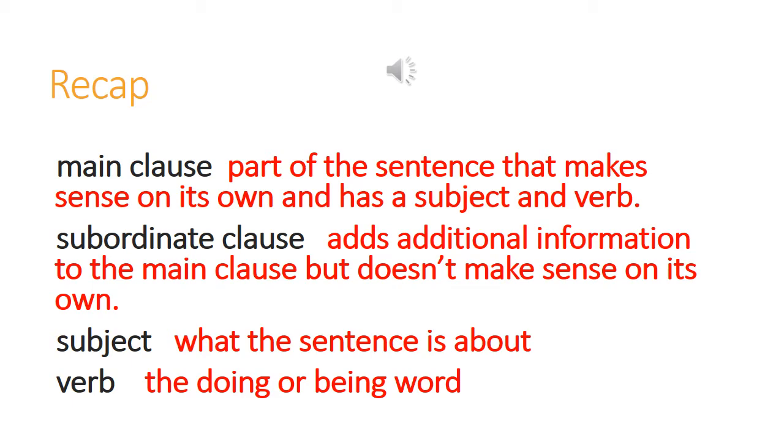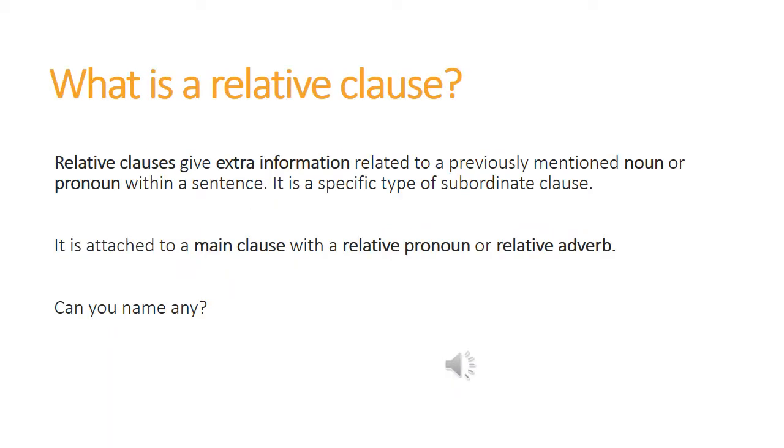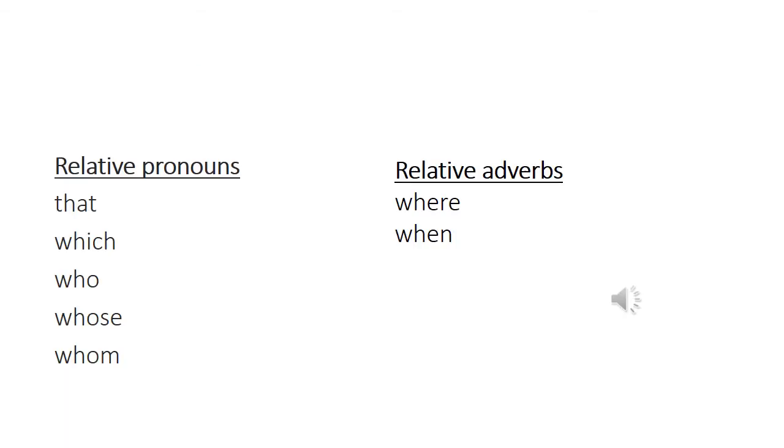How did you get on? I'm sure you did brilliantly. So a relative clause is a type of subordinate clause as it needs to be attached to the main clause and doesn't make sense on its own. It gives us extra information about the main clause as it is related to the subject within that sentence. A relative clause always starts with a relative pronoun. Do you know any? Pause the video and have a think.